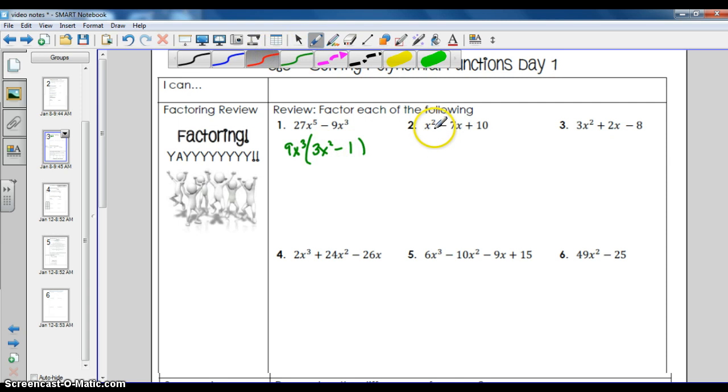Over here is a shortcut method because it's an x squared, so it should be x and x. Factors of 10 that add to get negative 7 are negative 5 and negative 2.